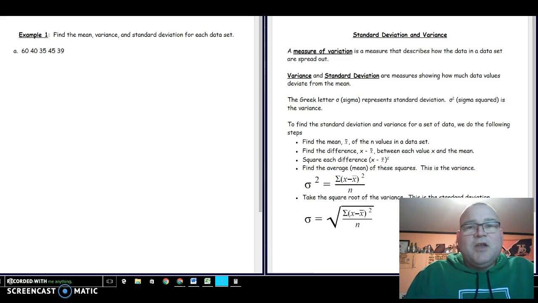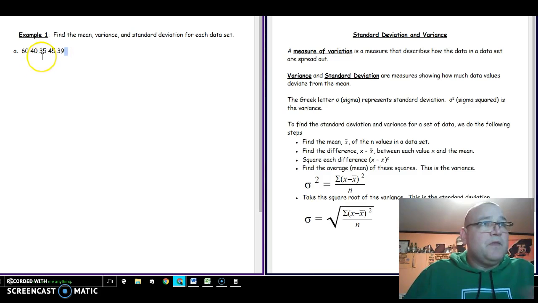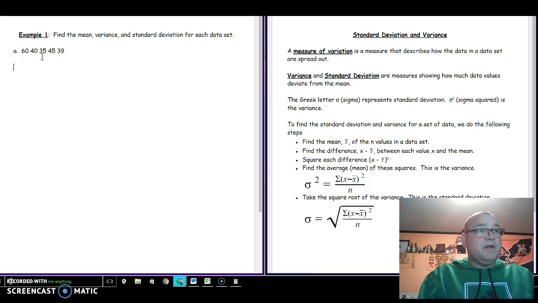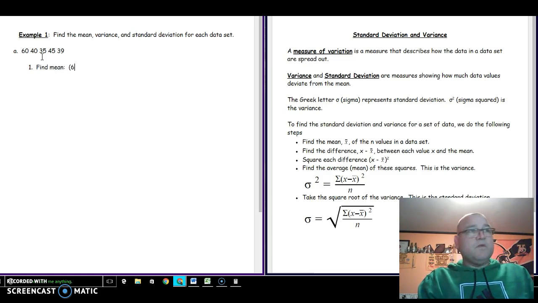Good evening. In our first example tonight, we're going to look at how we find standard deviation and variance for a set of data. So you can see our data of 60, 40, 35, 45, and 39. The first thing we have to do is find the mean. And the mean, of course, is the average.